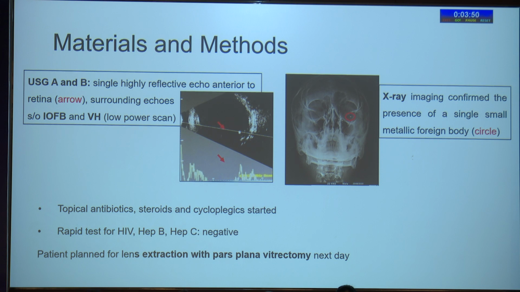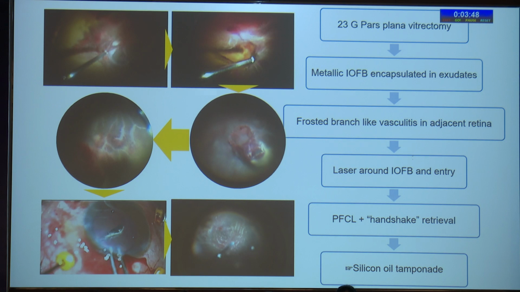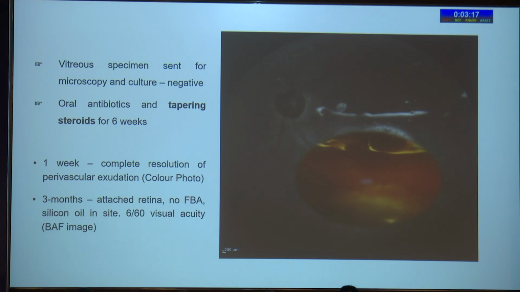The patient was planned for a 23-gauge pars plana vitrectomy to clear the vitreous hemorrhage, after which we could visualize the metallic foreign body. And interestingly, beside it, we saw what seemed like frosted branch-like vasculitis. So after laser around the foreign body, as well as the entry site in the temporal area, in the nasal area, we gave a PFCL cushioning and retrieved the foreign body with a handshake retrieval technique, and silicone oil tamponade was done to close the case.